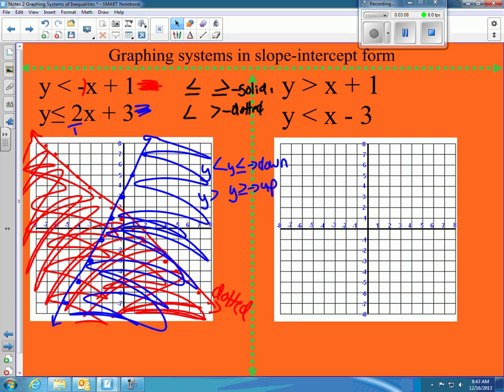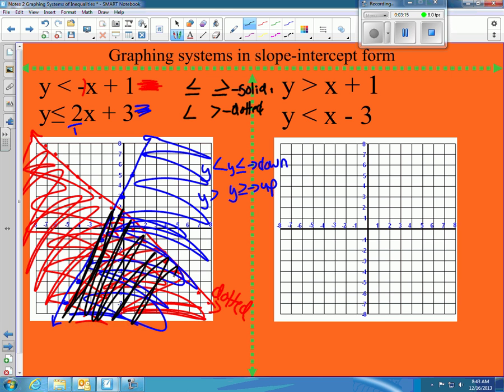All right, so our solution area is actually going to be this triangle right here because it's where I have both my red and my blue shaded. And that's all we have to do. You don't have to tell if it's a point for this because it's based on its shading. All right, so let's go ahead and graph the next two.